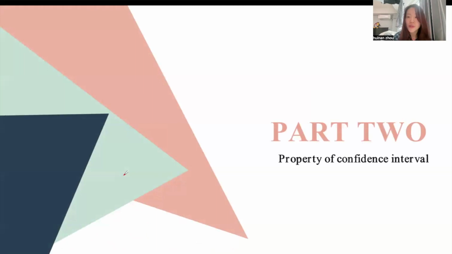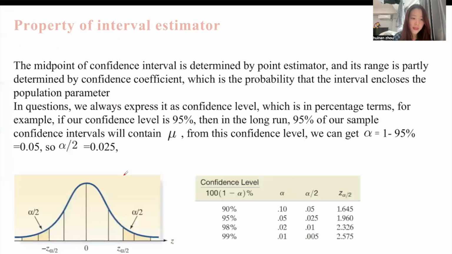So now let's come to the second part, the properties of the confidence interval. First, the midpoint of this confidence interval is determined by the point estimator, and its range is partly determined by the confidence coefficient, which is the probability that the interval encloses the population parameter, no matter whether it is the mean or the proportion. So in the questions we make, we always express the confidence coefficient as the confidence level, which is in percentage terms.